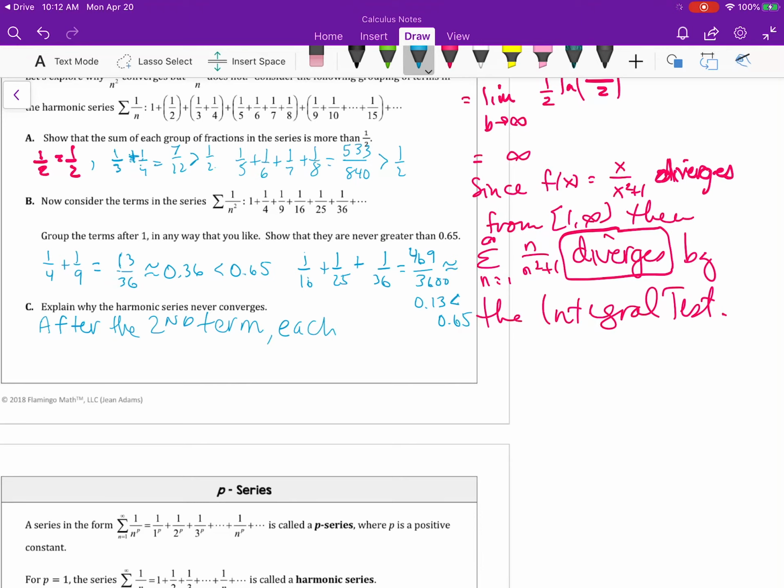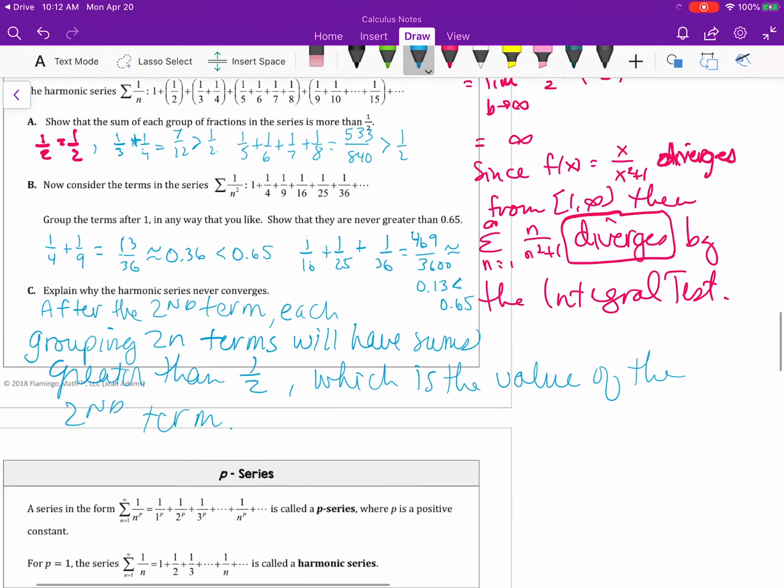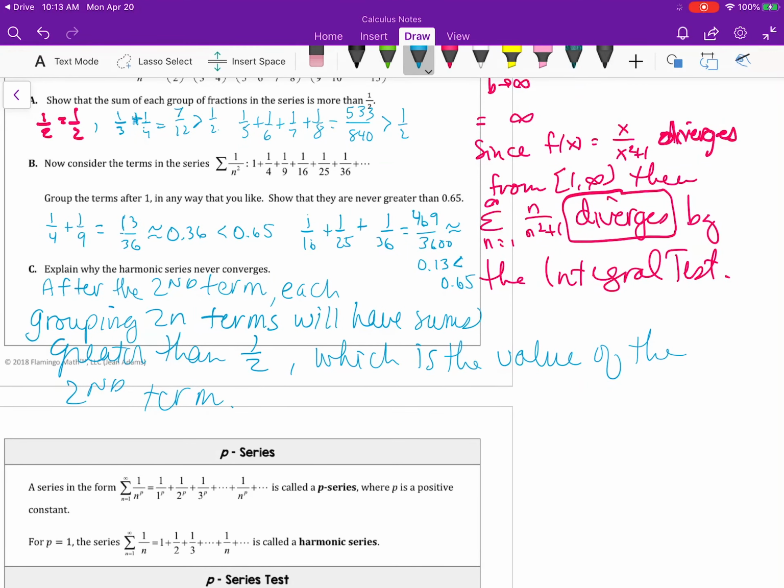And it says for part C, explain why the harmonic series never converges. I just put that after the second term, each grouping of 2^n terms will have sums greater than 1/2, which is the value of the second term. And so, you've got the value of the second term, and then you're adding it.